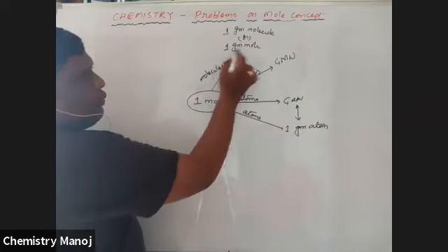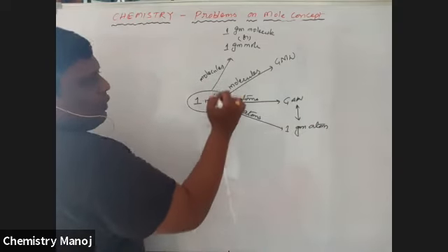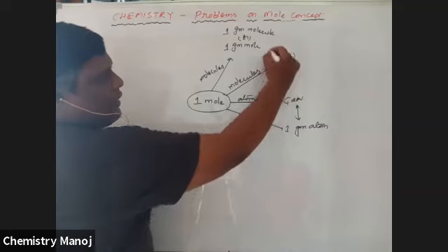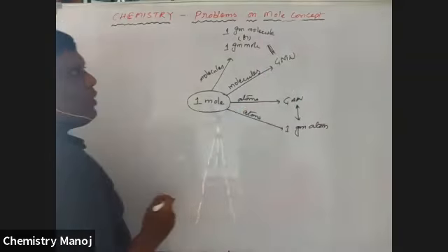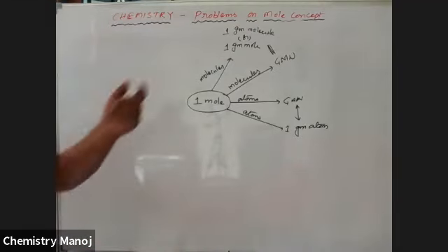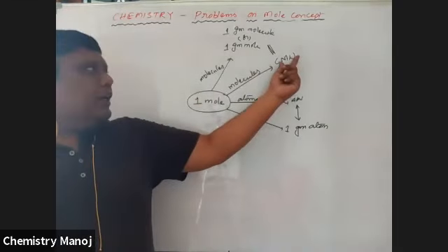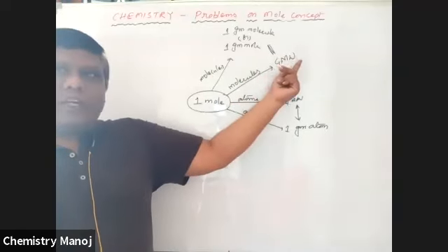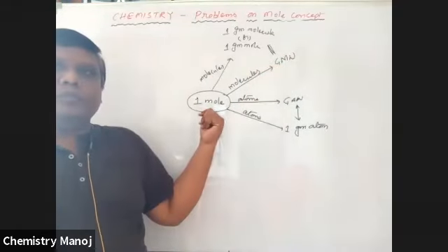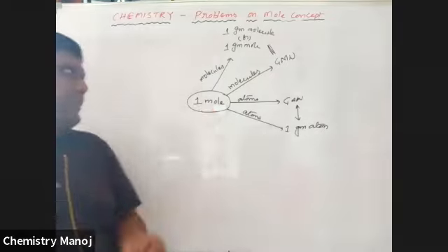So once again, 1 gram mole is equal to 1 mole. 1 mole is equal to 1 gram molecular weight. These two are equal. So 1 gram mole is equal to gram molecular weight. Gram molecular weight of any substance contains 1 gram mole. Gram molecular weight of any substance is equal to 1 mole.